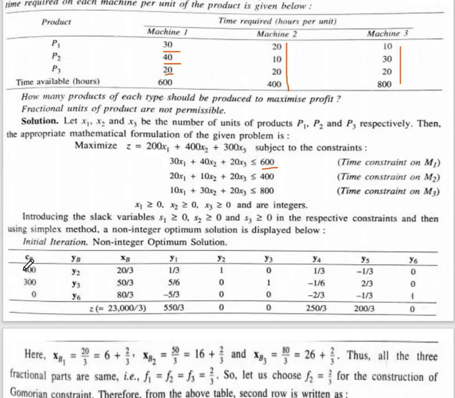Here CB is 400, 300, 0, and YB is Y2, Y3, Y6. In this way you can calculate all the elements, and you can reach this table. Now if you observe from this table, all the values of Zj minus Cj are positive, or we can say 0. But all the values of xb are not integers, therefore this table will not give the optimum solution.